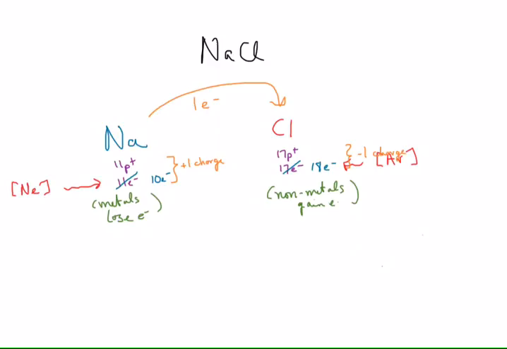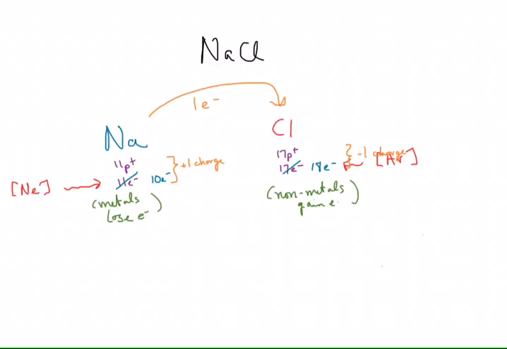I drew over a little bit with regard to chlorine, but with regard to sodium, can you see where, since it has 11 protons and 10 electrons, if they each carry the same magnitude of charge, it's a plus one charge. Over there, under chlorine, can you see where it still has 17 protons, but now has 18 electrons, so now it's got a net minus one charge.